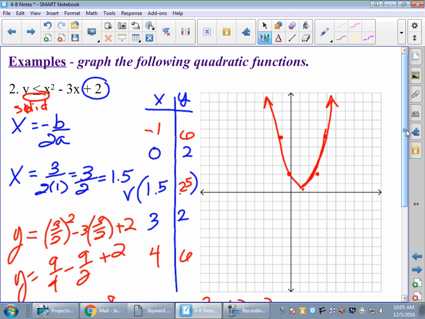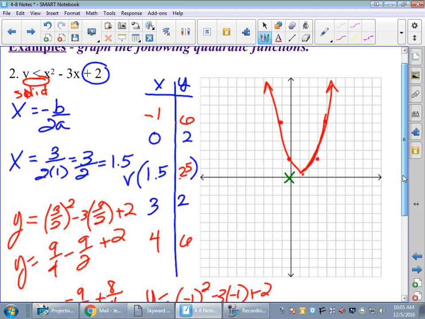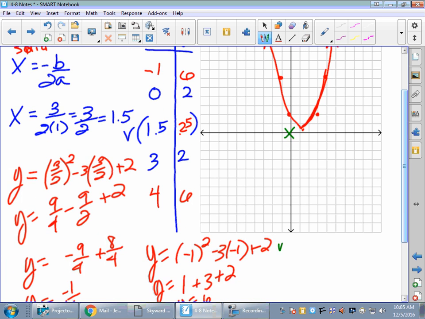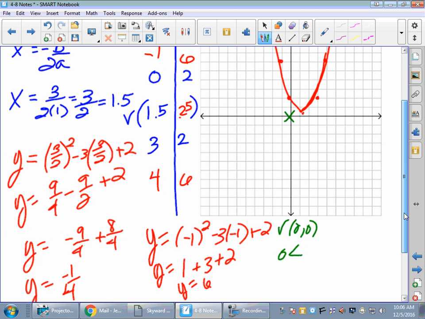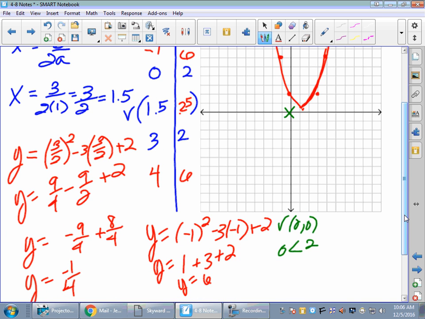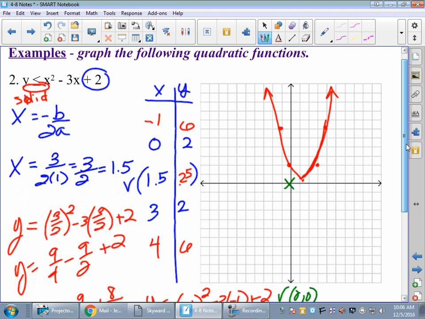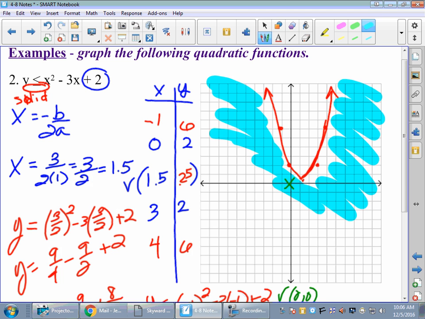I can use 0, 0 again, and 0, 0 again represents points on the outside of the parabola. So when I check 0, 0, and check it off the page this time, is 0 less than, well, when you plug 0 in and square it, you get 0. When you times it by -3, you get 0. So I get 0 less than 2. Is 0 less than 2? That is true. So I'm going to shade outside once again. And there you have it.